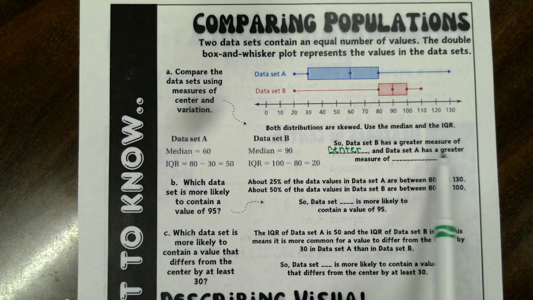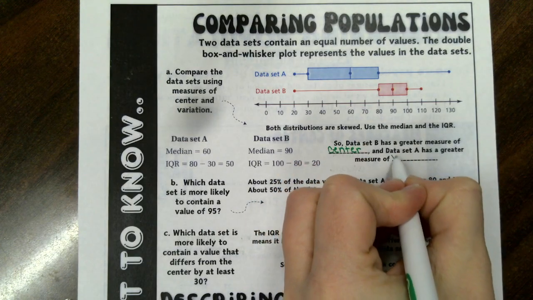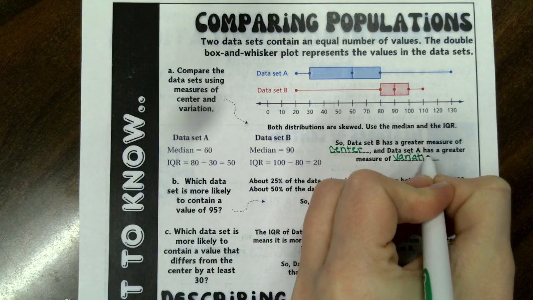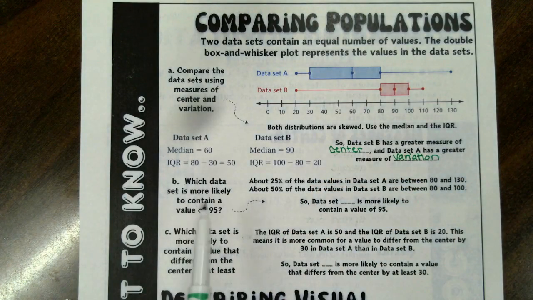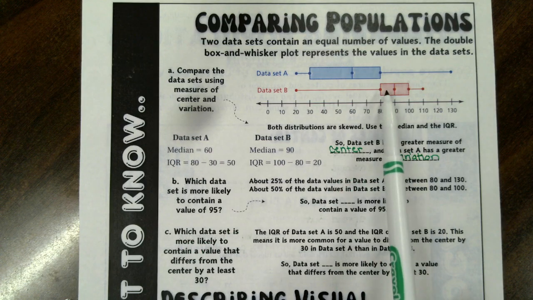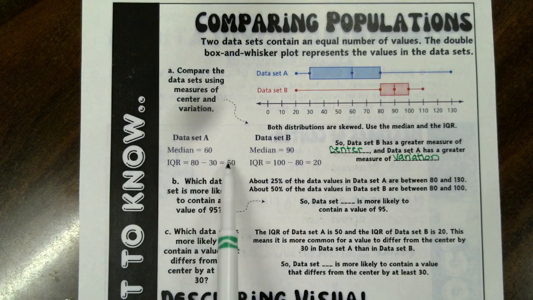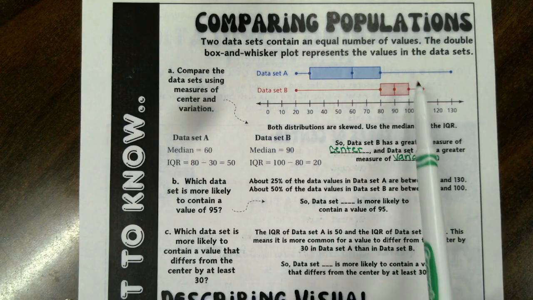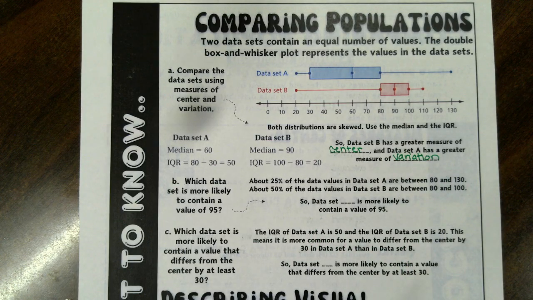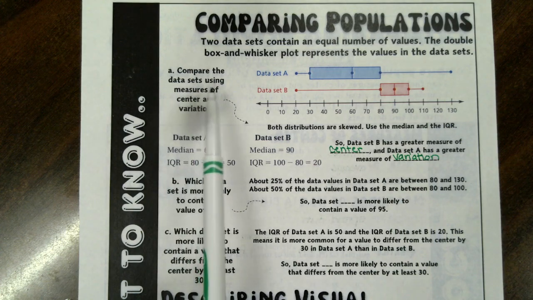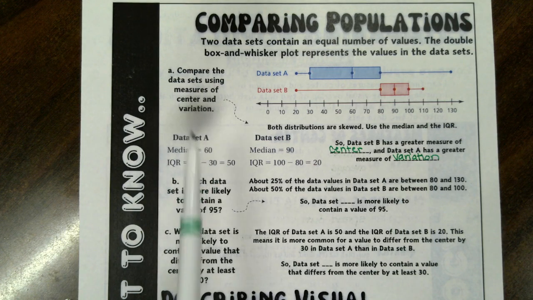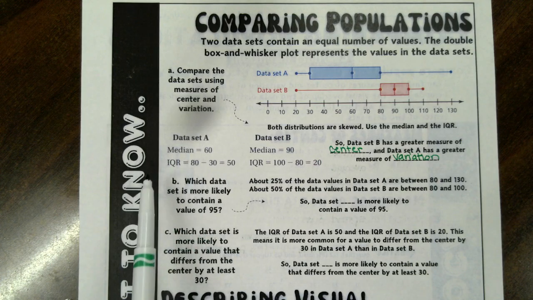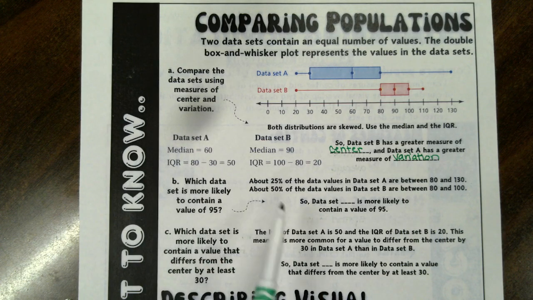And data set A has a greater measure of variation, which is what I look at when I'm looking at the interquartile range. When I subtracted my quartile medians from each other, I saw that data set A has a higher interquartile range of 50, whereas in data set B they were closer together and only had 20. So that's what I did, just comparing the data sets using measures of center and variation. My measure of center was my median. My measure of variation was my interquartile range. So I'm just comparing them. What do I see? What do I know?